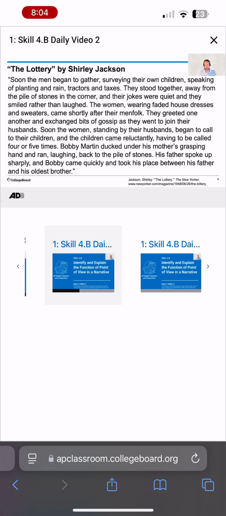Bobby Martin ducked under his mother's grasping hand and ran, laughing, back to the pile of stones. His father spoke up sharply, and Bobby came quickly and took his place between his father and his oldest brother.